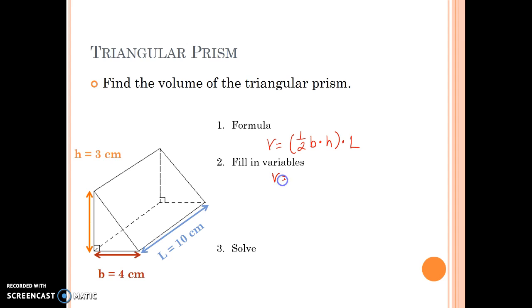And in this problem, our volume equals 1/2 times 4 times 3 times 10. So now we'll start solving that. Just as a reminder, that 4 is going to be a 4 over 1. So 1/2 times 4 over 1. 1 times 4 is 4. 2 times 1 is 2.